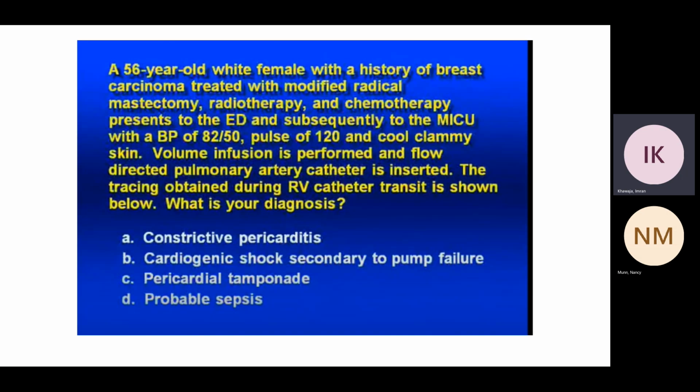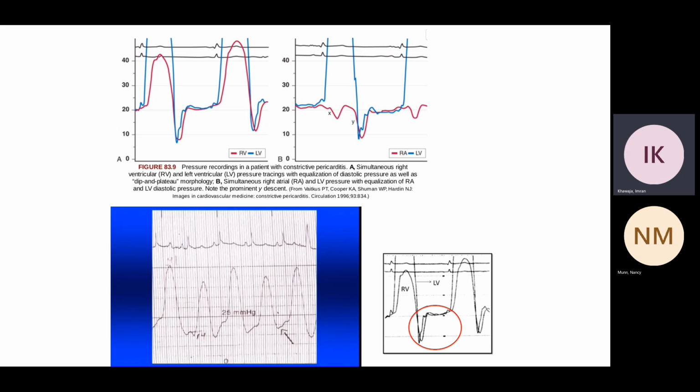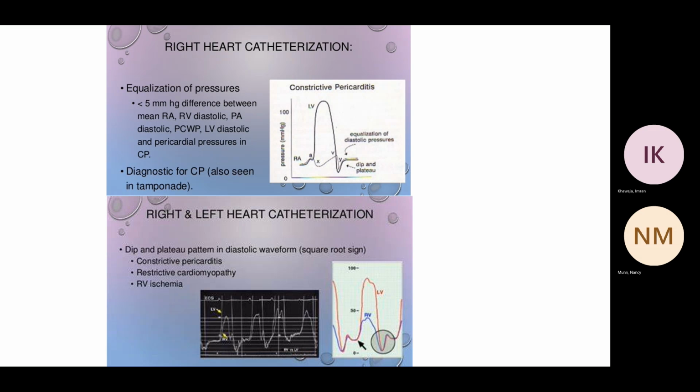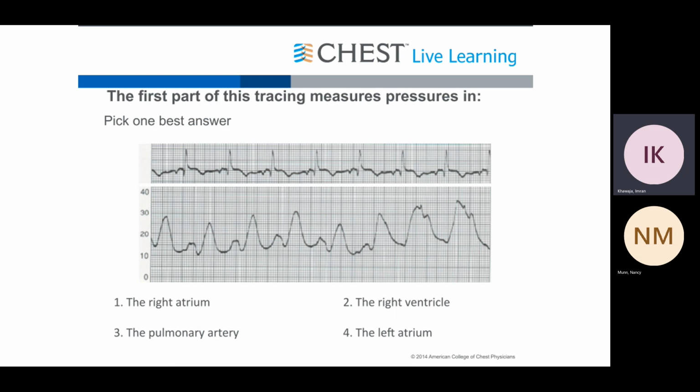You can also think about it from a physiology standpoint here. So that's your LV, your RV, and again the pressures are equal, and then the square root sign. So again, the right heart catheterization shows equalization. Yeah, equalization. Okay, Mahmoud, back to Mahmoud.